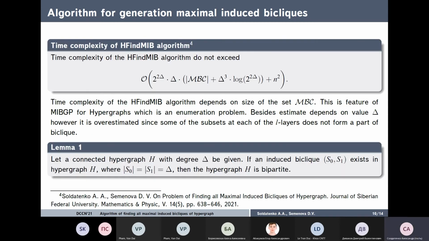The time complexity of the find MIB algorithm is shown on this frame. Note that the time complexity of the find MIB algorithm depends on the size of the set MBC, which can depend exponentially on the size of the hypergraph. The delta value corresponds to the maximum vertex degree in the hypergraph. However, this estimate is overestimated since a biclick of size delta by delta exists only in a bipartite hypergraph, as stated in lemma 1.